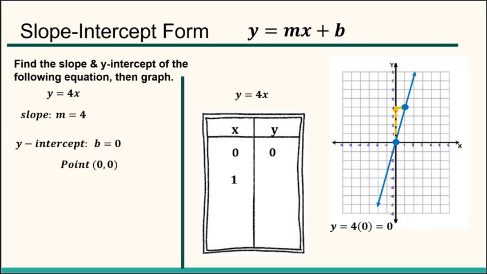If x is, let's say, 1, then 4 times 1 is 4. And then draw that dot. Oh, the dot's already drawn. If, let's say, x is -1, then y would be 4 times -1, which is -4. Let's see, -1, -4. That's right there on that line as well.